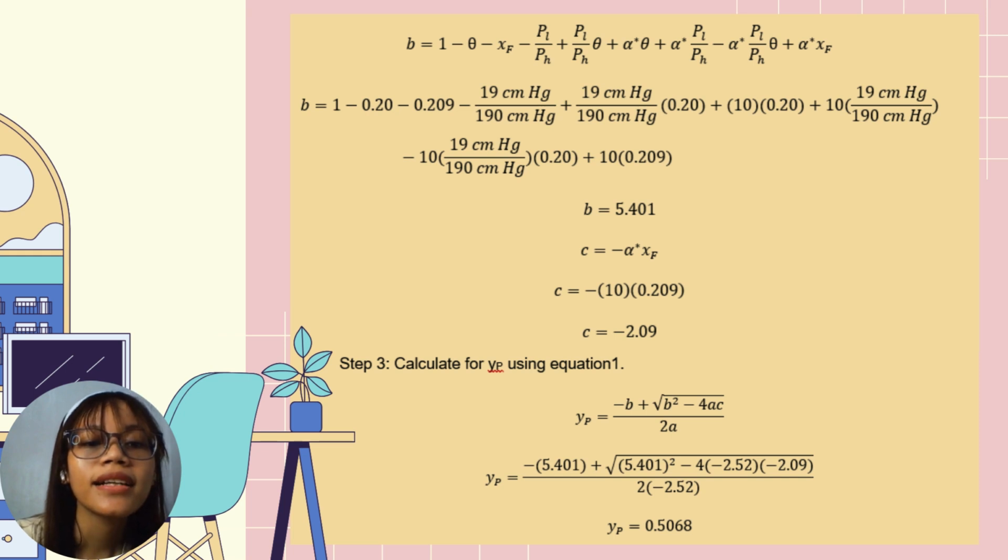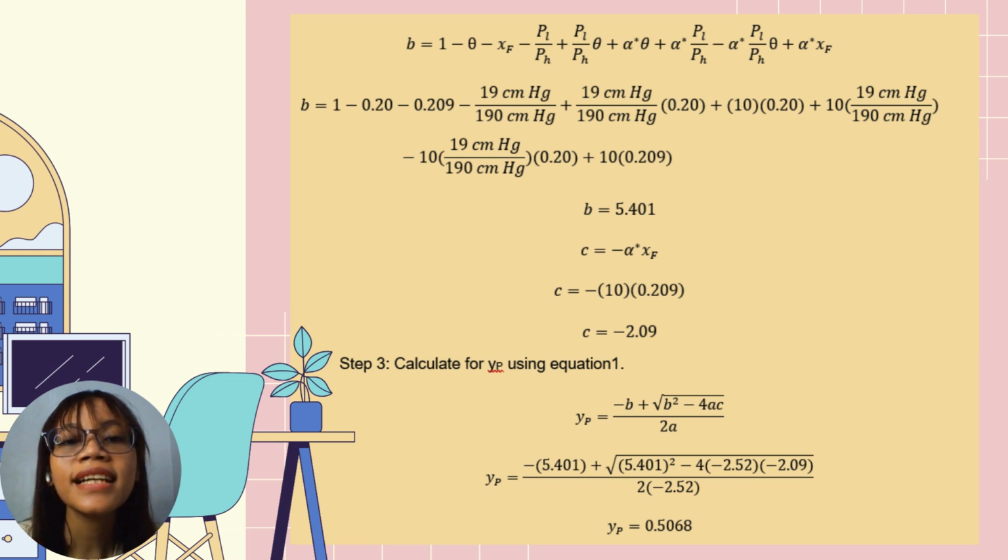Then for C is equal to negative alpha XF. So the C is negative 2.09. Next, since we have already calculated the A, B, and C, we're just going to substitute it in the equation for the permeate composition YP. So YP is equal to 0.5068.